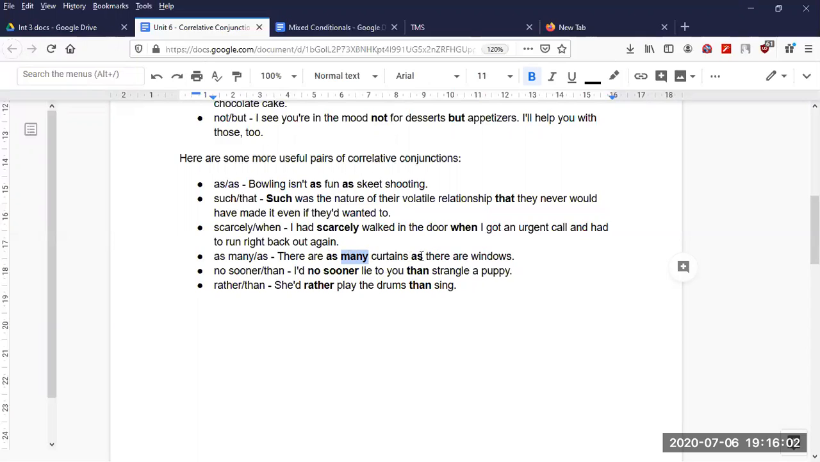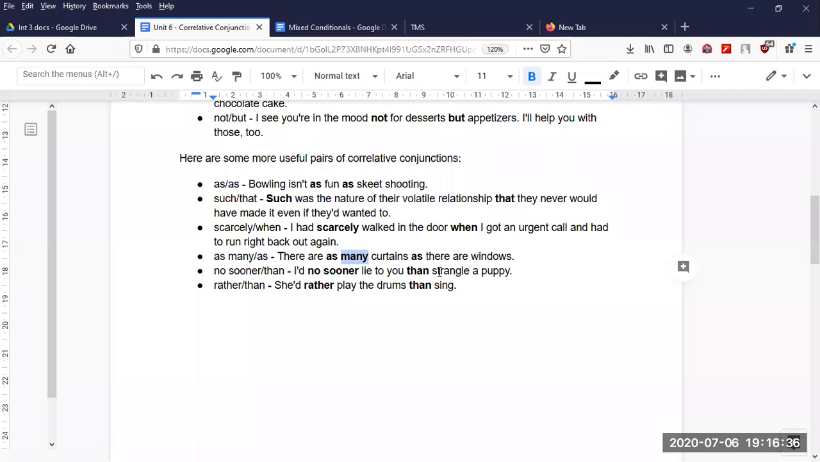So there are as many curtains as there are windows. So here we're saying that there are an equal number of curtains as there are windows. So if there are 10 curtains, there are 10 windows. If we make this negative, there aren't as many curtains as there are windows. It means there are more windows. So perhaps there are 10 windows, but only 8 curtains. And that's if we have a negative.